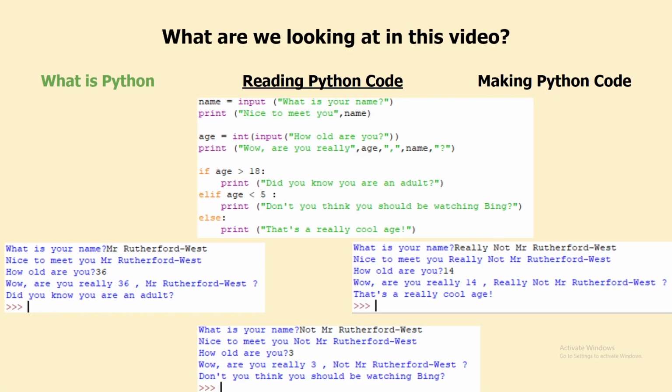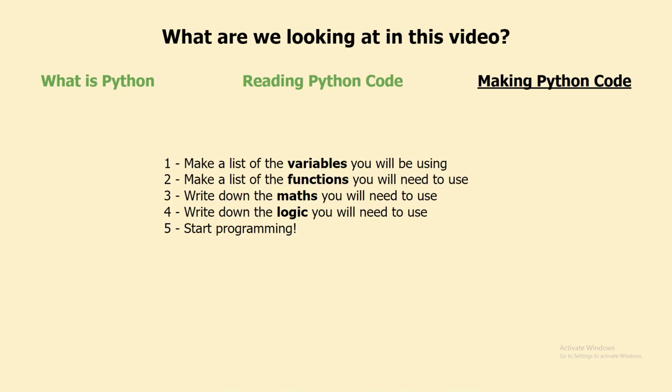We can say less than or equal to 5. So we can use if statements to look at different statements which are either going to be true or false, and then perform some form of action based on that.